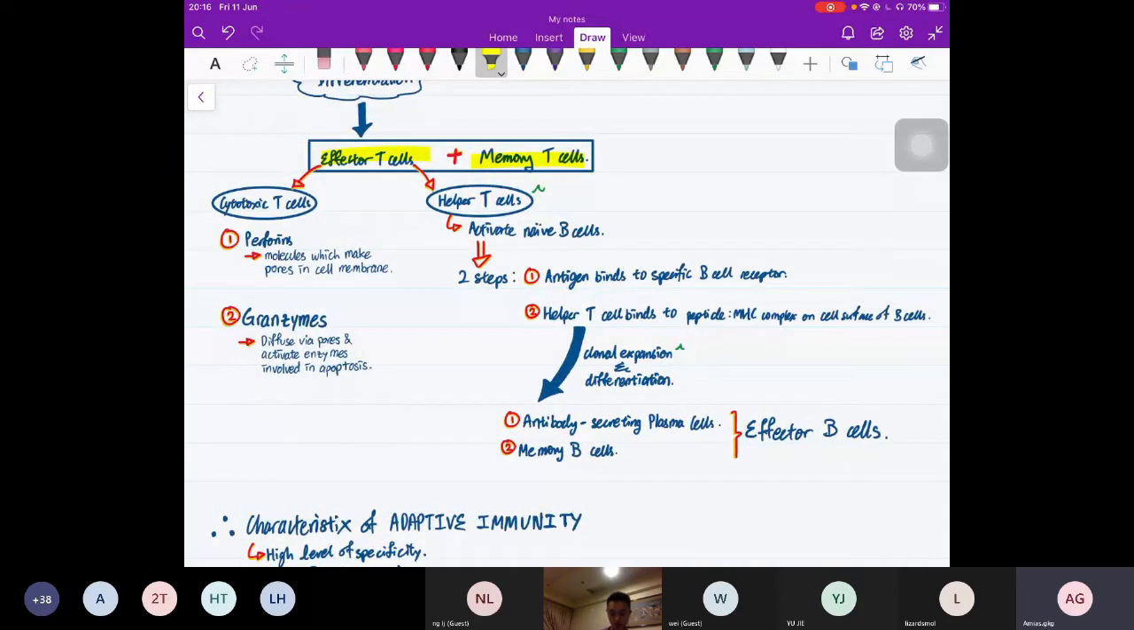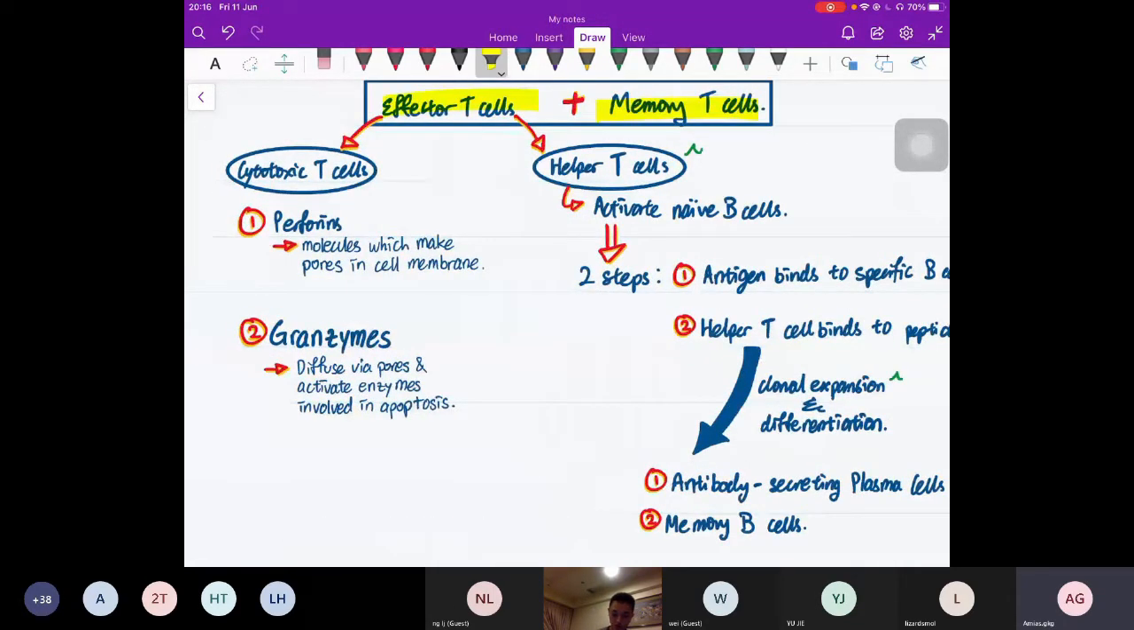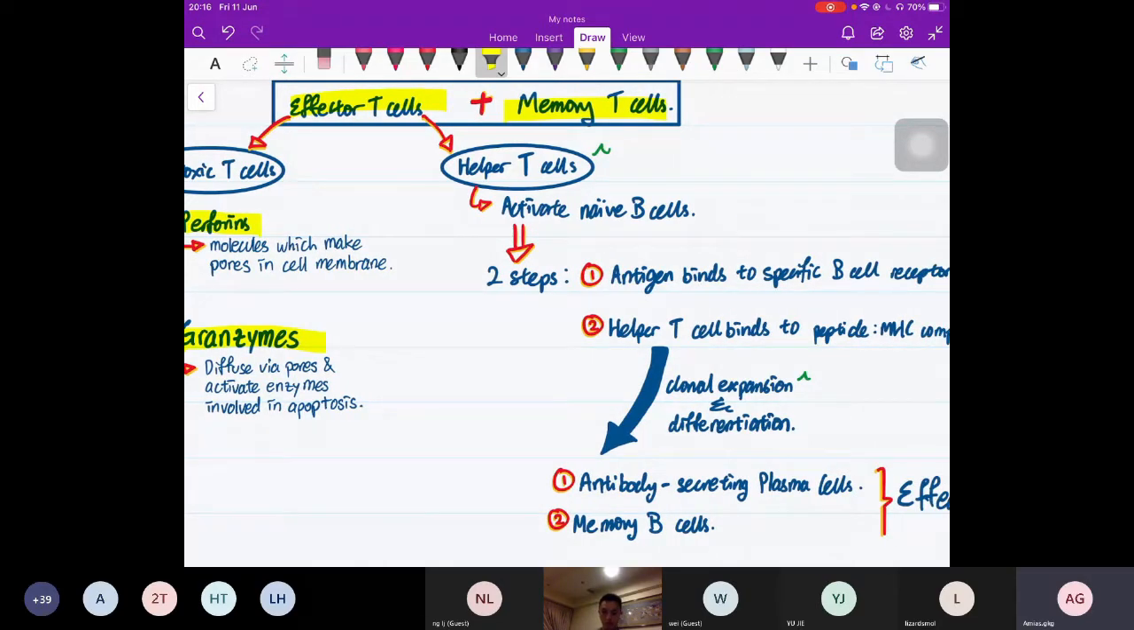We'll talk about the cytotoxic T cells, sorry. So the role of your cytotoxic T cells is they secrete two things. They secrete your perforins and they secrete your granzymes. So perforins are just molecules which help to make pores in the membrane, to create tiny, tiny holes in your cell membrane for your granzymes to come in. So your granzymes come in later and they diffuse via these pores and they activate enzymes within the cell to trigger apoptosis. So apoptosis is cell death.